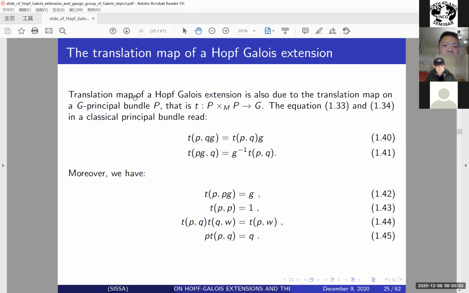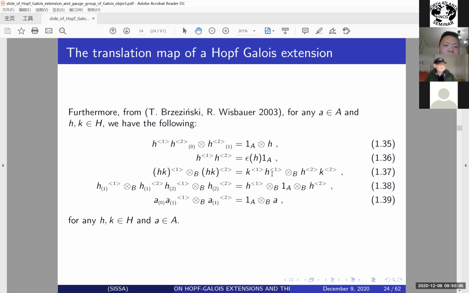Okay, compare with the translation map on the G principal bundle, that is a map from P times_M P, the pullback of the projection map on M, to G, which measures the difference of two different points on the same fiber in G. And 1.33 and 1.34 mean the translation map T of (Pg, Q) equals T of (P, Q) times g, and T of (Pg, Q) is equal to g inverse T of (P, Q).